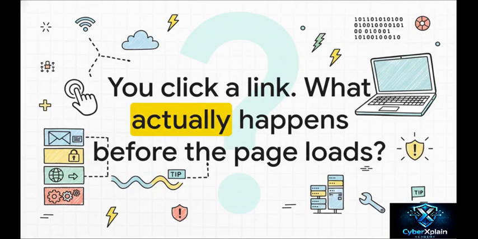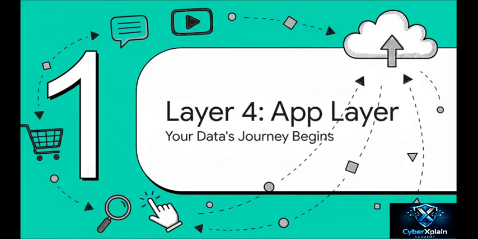So here's what we're going to do. We're going to break down its 4 layers using a really simple postal service analogy. We'll also look at the real-world security risks that pop up at every single step, and I'll even give you a practical troubleshooting tip that you can actually use. All right, let's dive. Okay, our journey starts right at the top with layer 4, the application layer.